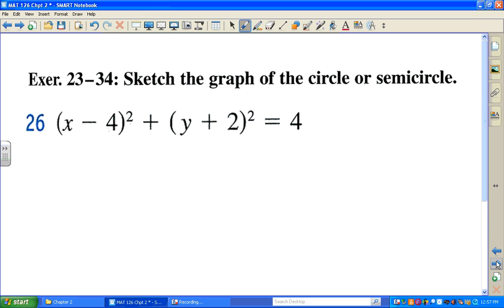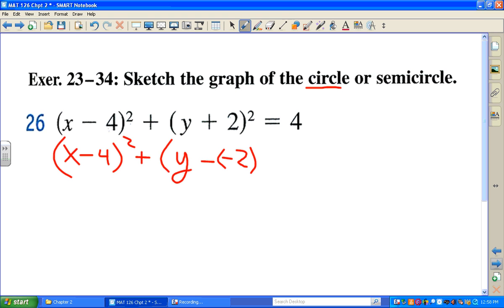Probably some applications here. Sketch the graph of a circle or semicircle. How do you know if it's a circle or semicircle? Well, let's just worry about the circle. This is a circle, right? (x minus h) squared and (y minus k) squared. A lot of people don't get it. But when you're given a form, you should actually work at that form to understand what's happening.